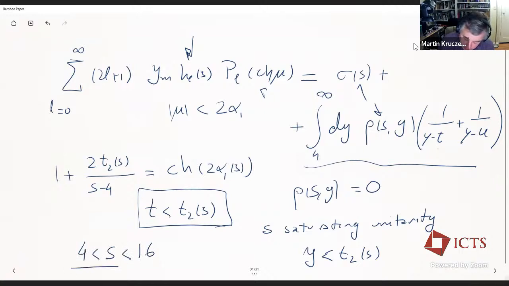and 16, because you have to create minimum of 2 extra particles. So we have 2 particles go to 4, and we need enough energy to create 4 particles. So energy squared will be like 16. So for s between 4 and 16, and y less than this t2 of s, we should have that rho is 0, and this can be rewritten in a simple way, s minus 4.